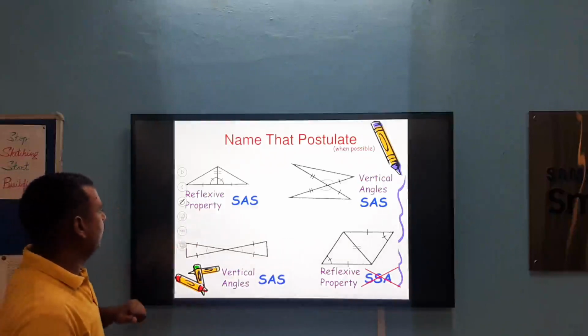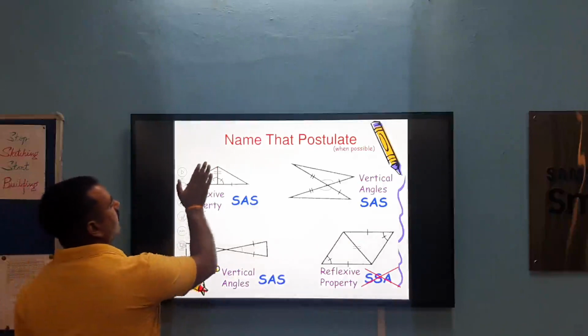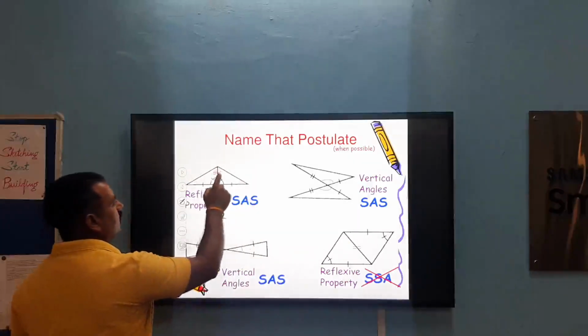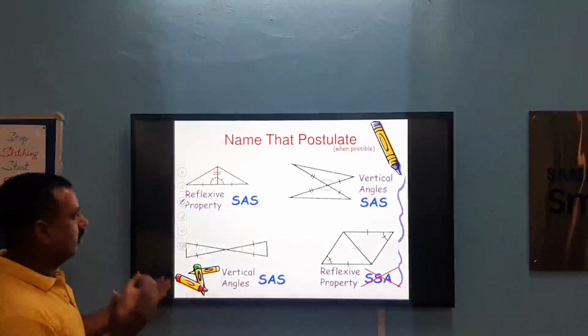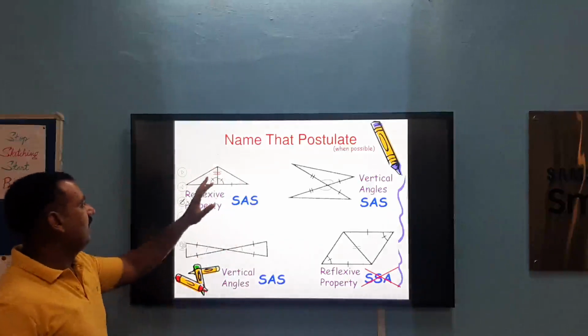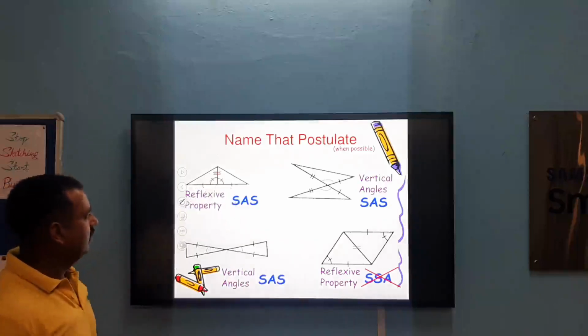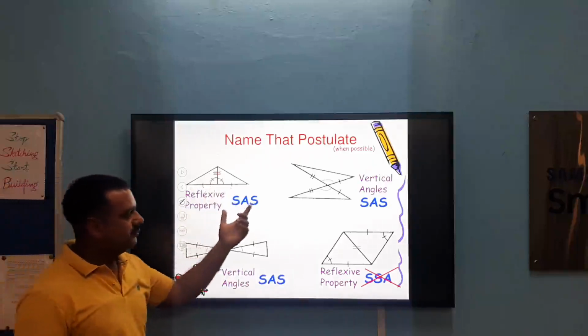In this diagram, the reflexive property means this triangle is reflexive to another triangle. Here one side is common, so the common side is in both triangles, so equal. Then we can take this side as equal. These two sides are equal and these angles are equal, so the criteria is SAS.